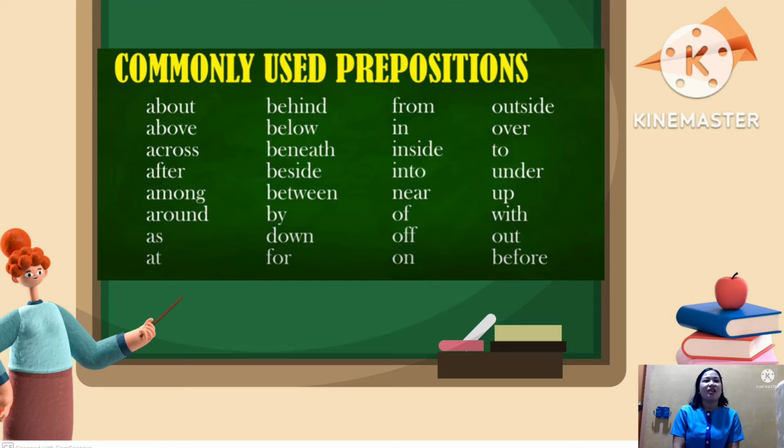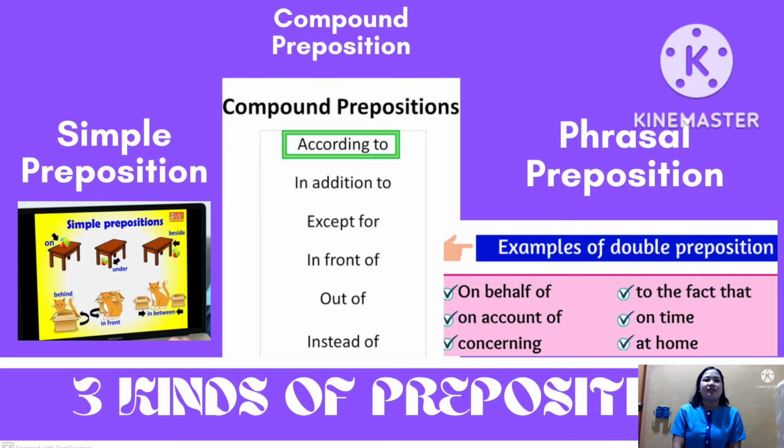And here is a list of commonly used prepositions. There are hundreds of prepositions in the English language, all of which are used to show a relationship between ideas. And now let's continue on the next slide. These are the three kinds of preposition. The first one is a simple preposition. The second one is a compound preposition. And the last one is a phrasal preposition.